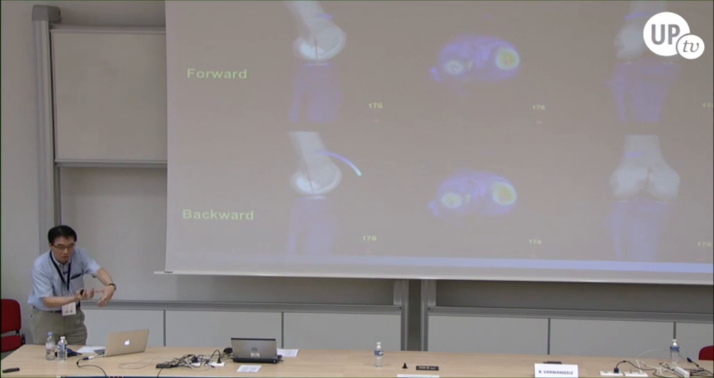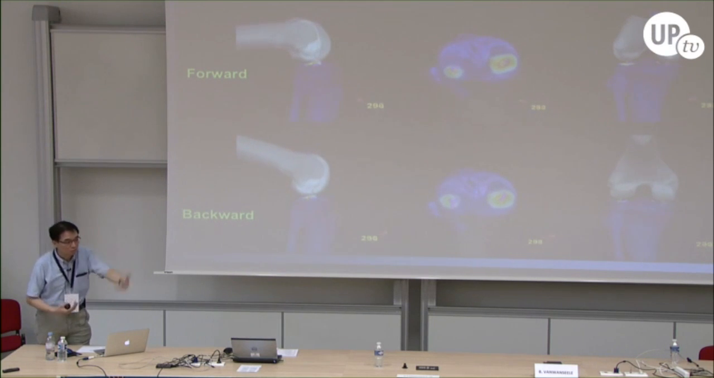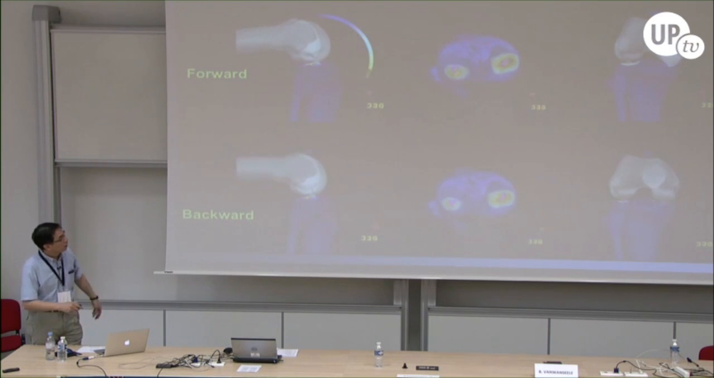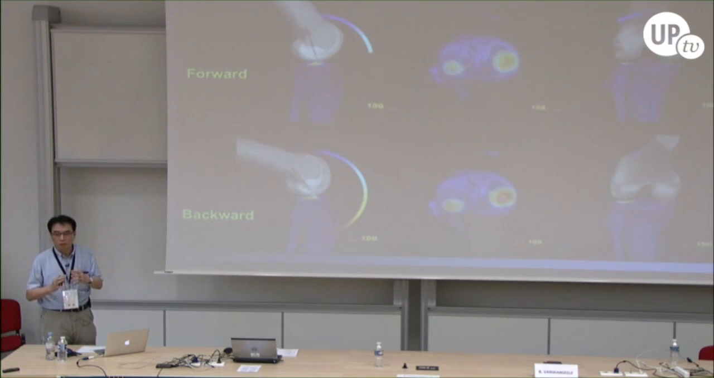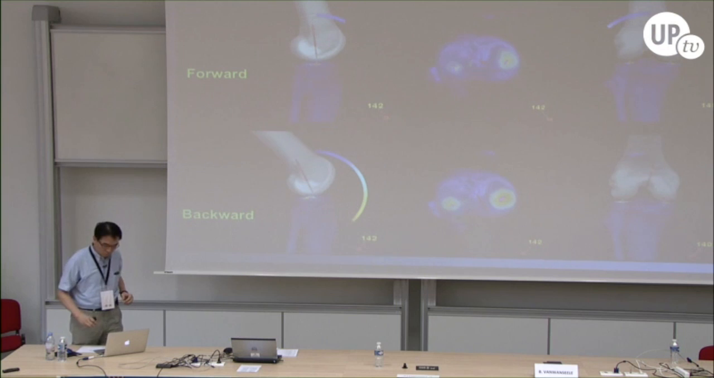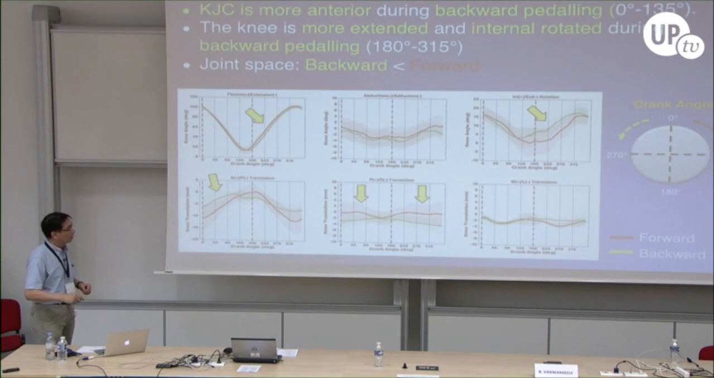During the powering phase and recovering phase, the rotation of the knee joint is different. So they follow different paths during powering and recovery. And this is also different between forward and backward. The differences between forward and backward are really subtle, but you have to observe carefully. And perhaps we can see them in graph form.